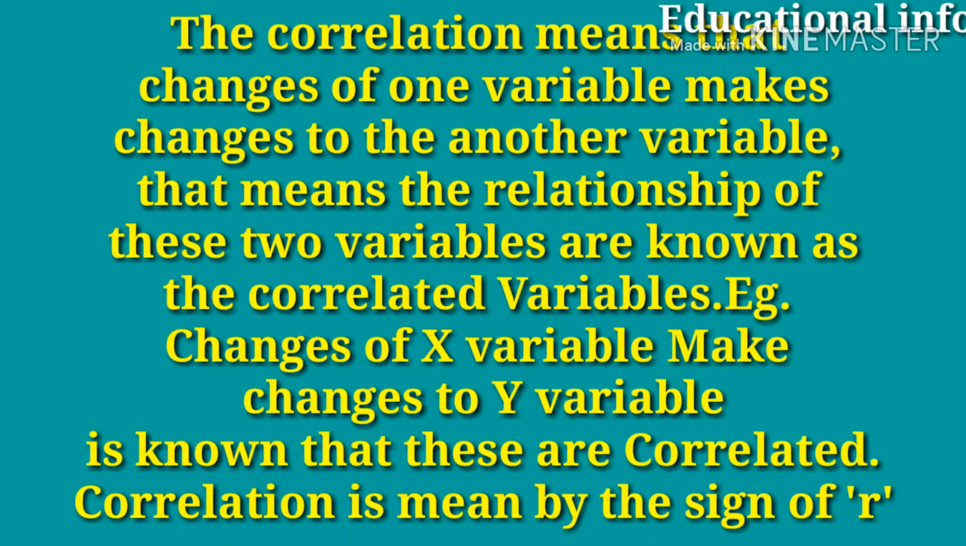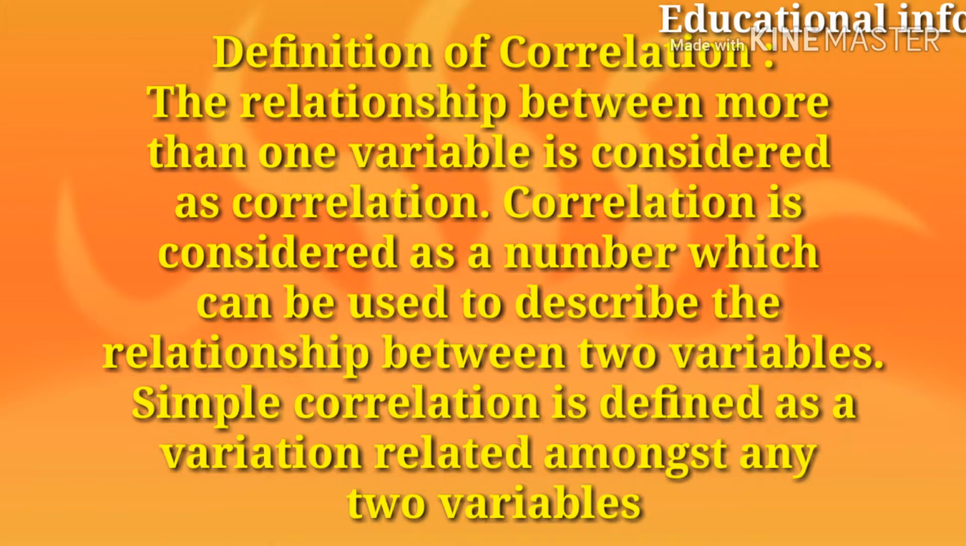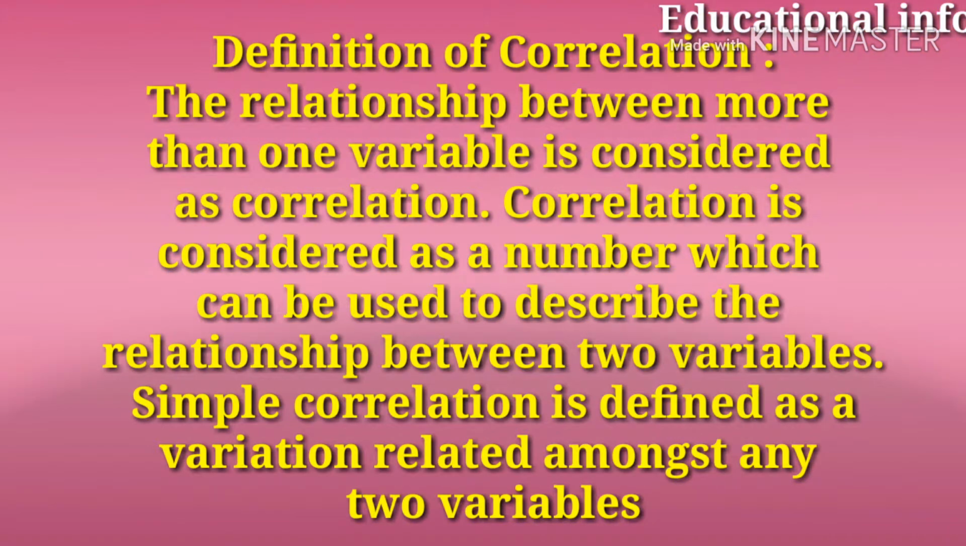Correlation means that changes in one variable cause changes in another variable. That means the relationship of these two variables is known as correlated variables. For example, if changes in the x variable cause changes in the y variable, then they are correlated. Correlation is measured by the sign of r. The relationship between more than one variable is considered as correlation.